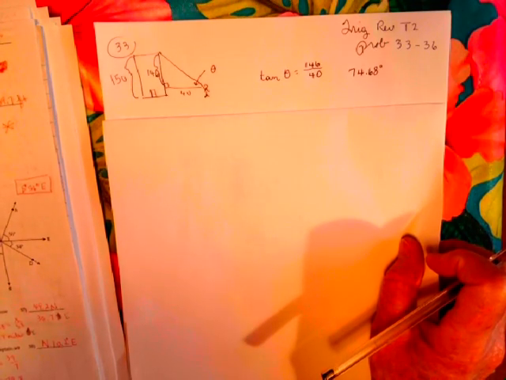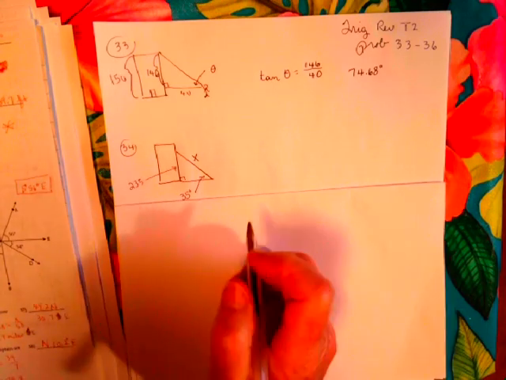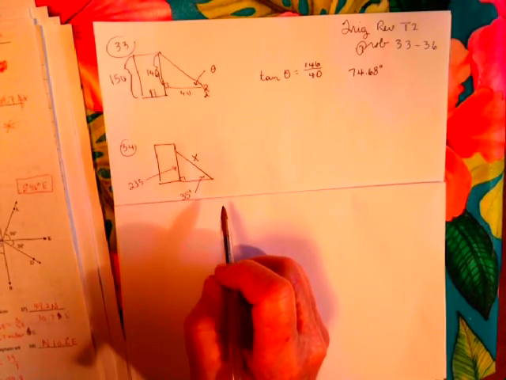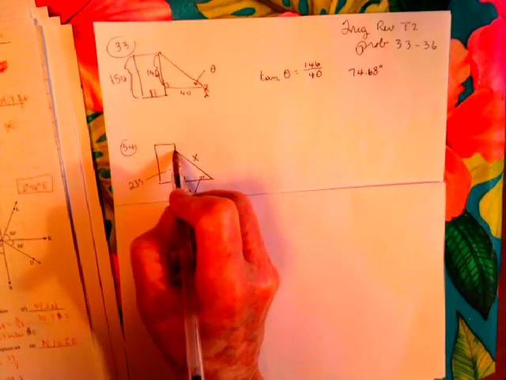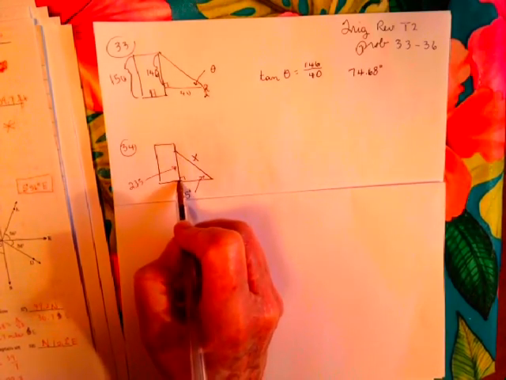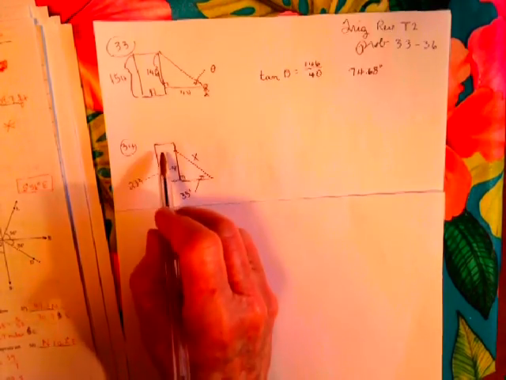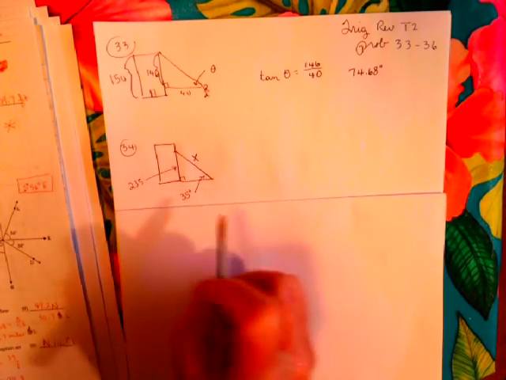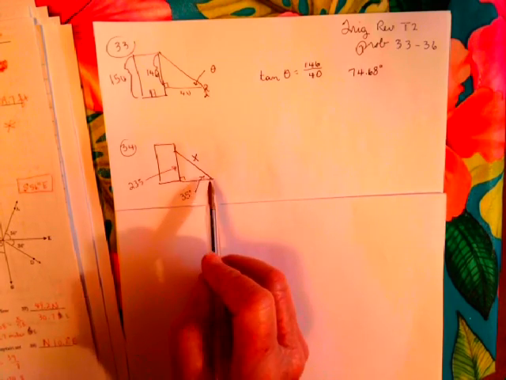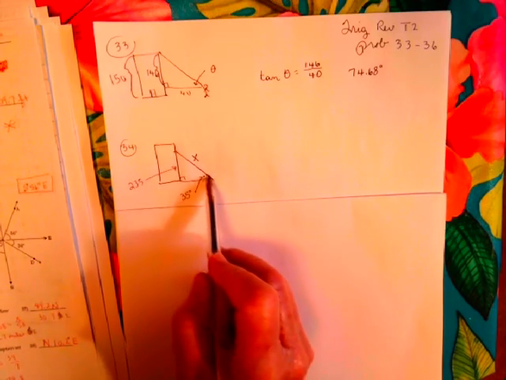A radio transmission tower is 240 feet tall. How long should a guy wire be if it is to be attached 5 feet from the top? That tells me that this side of this triangle is going to be 235 feet. This is my tower. And it is to make an angle of 35 degrees with ground. That tells me that this angle is 35 degrees. How long should this guy wire be?